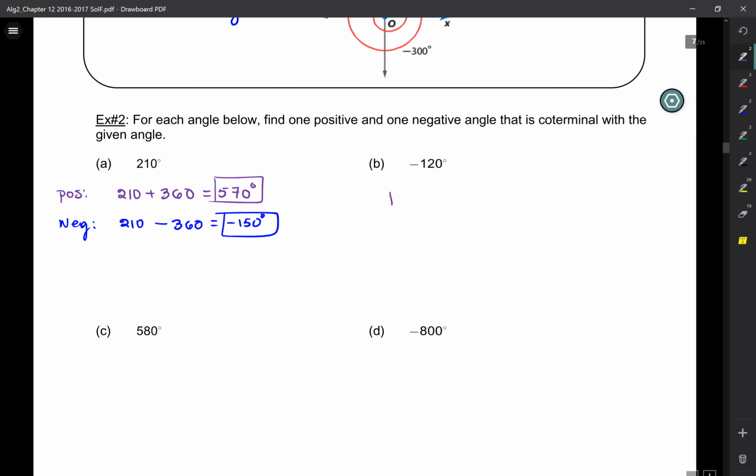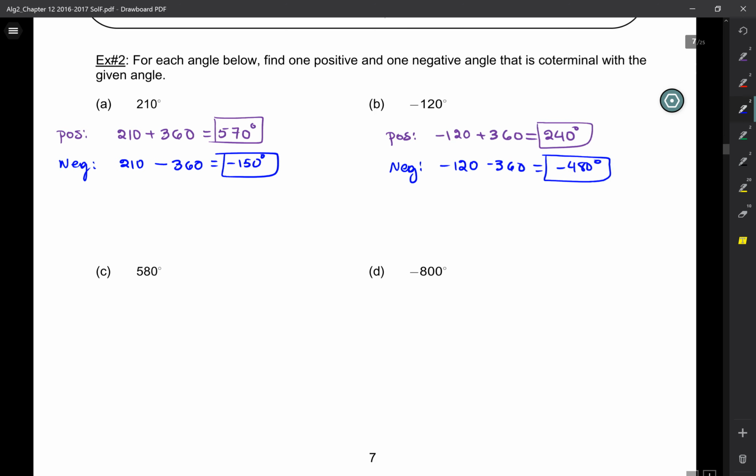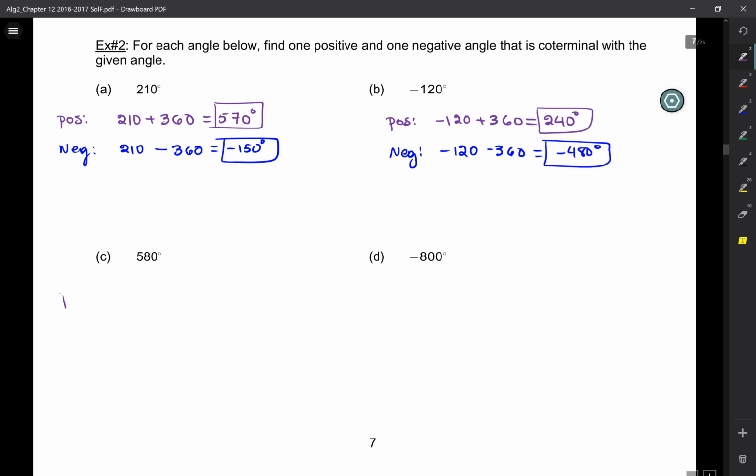For the second one, it's going to be negative 120 plus 360. How much would that be? 240 degrees. And then the negative: negative 120 minus 360, negative 480 degrees. Now, take a look at this next one.